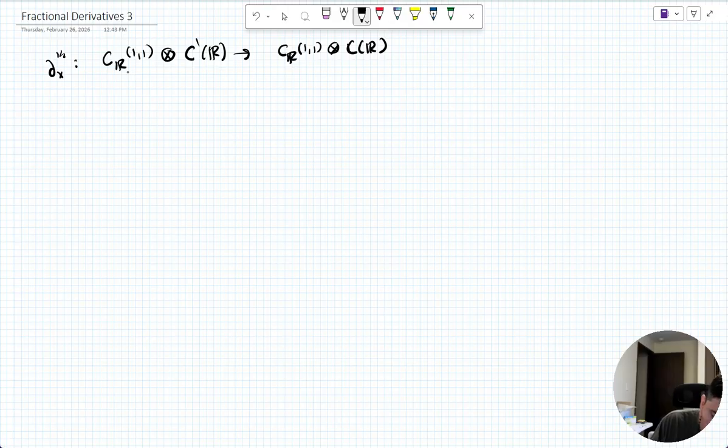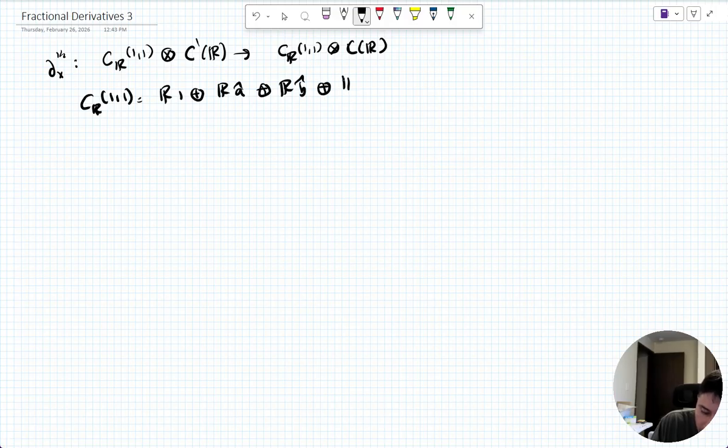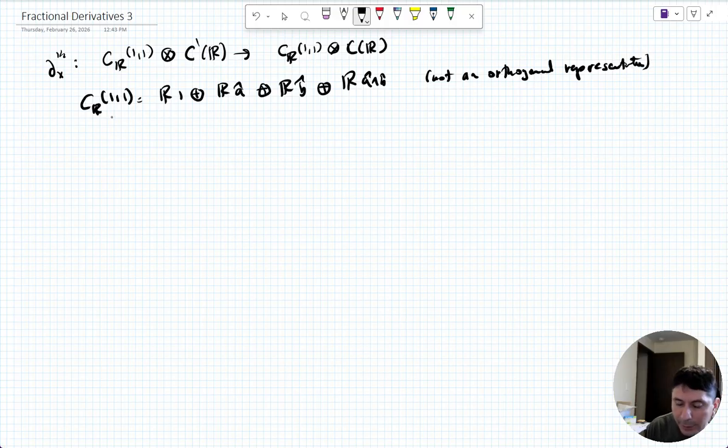So actually, before we go on, the Clifford algebra is spanned by one, by the A Clifford number, by the B Clifford number, and by the A wedge B Clifford number. Now, this is not an orthogonal representation. This Clifford algebra has an inner product, but this decomposition is just a vector space decomposition, and they're not orthogonal, okay?